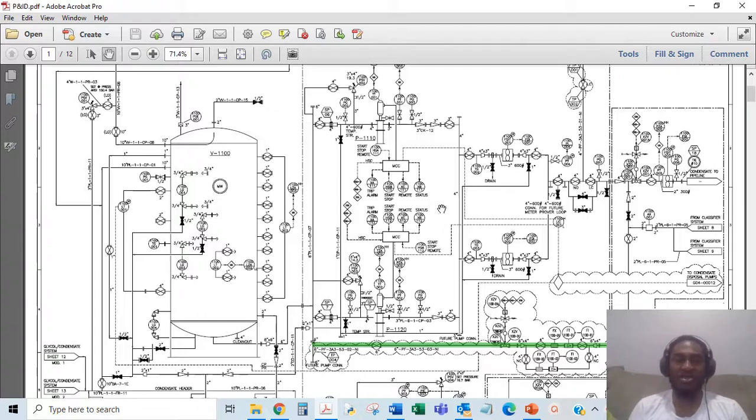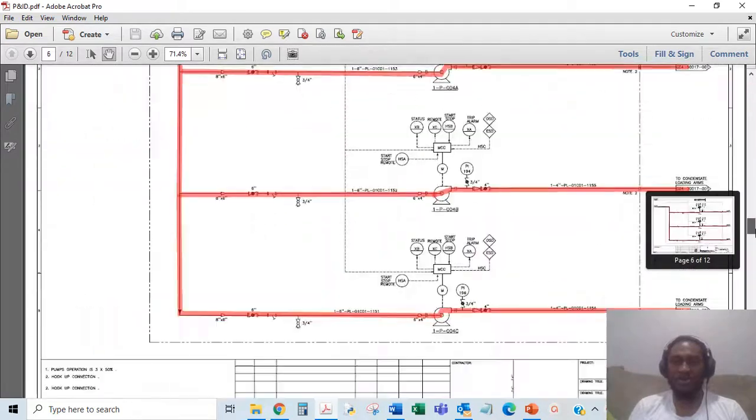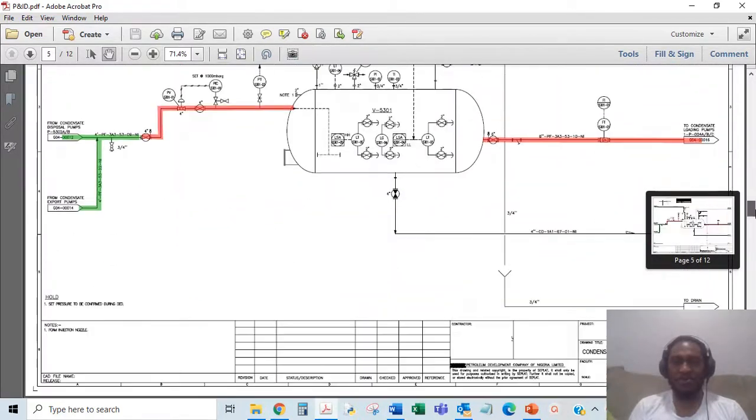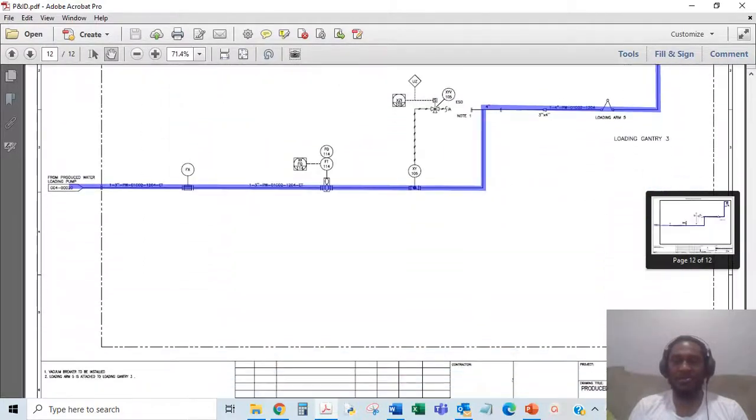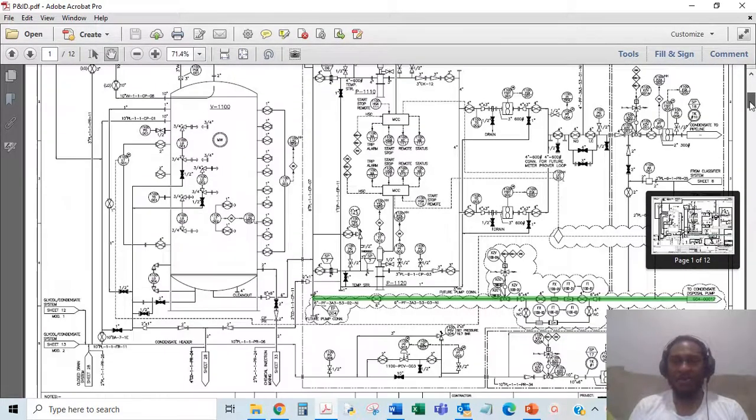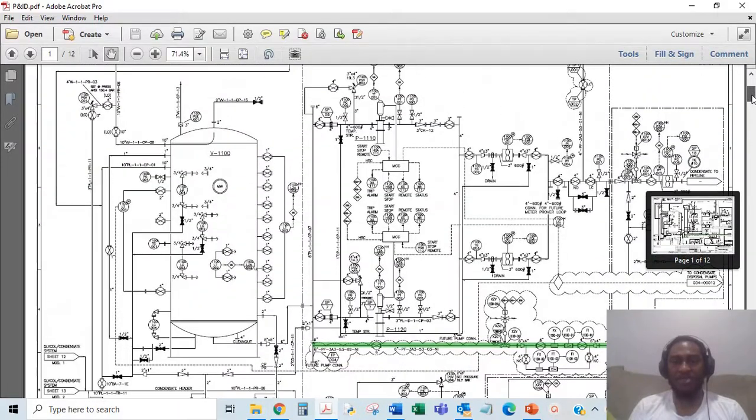So this is going to be a series. I broke this PNID down into 3 nodes. There's the green, which is node 1, there's the red or wine, which is node 2, and then there's the blue, which is node 3. So now I'm going to start from node 1, which is the green.